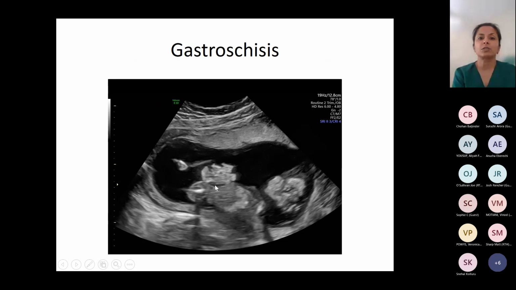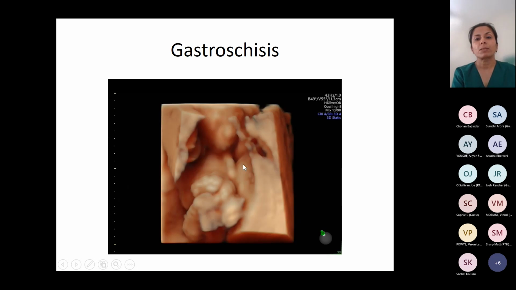And this is the long section. This is a 12-week baby, and you can see there's a kind of sagittal, it's not quite sagittal section, but you can see a cauliflower-like growth. This is not a growth, it's just the gut that's hanging out of the baby. This is a 3D picture. So there's the bowels here.